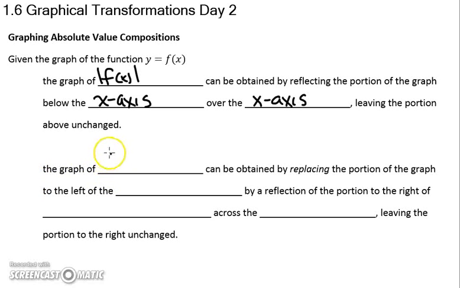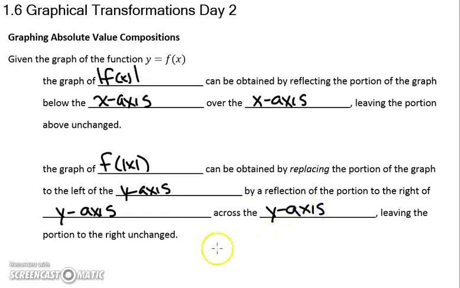Now, we can also say that the graph of f of the absolute value of x can be obtained by replacing the portion of the graph to the left of the y-axis by a reflection of the portion to the right of the y-axis across the y-axis, leaving the portion to the right unchanged. So we're basically going to erase everything with a negative x value and replace it with everything with positive x values. So that's going to make sense if you look at what we're actually talking about here.